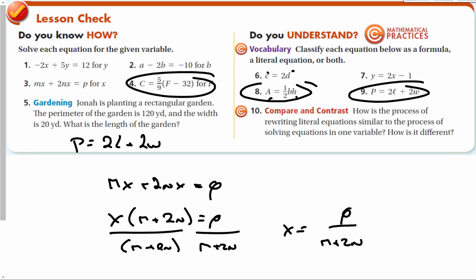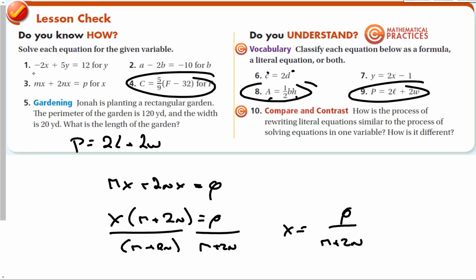How is the process of rewriting literal equations similar to the process of solving an equation in one variable? Well, we're going to use the same steps, and they're pretty much the same in each case. You're isolating a variable, we're using inverse operations, but they're slightly different because in an equation in one variable, to isolate the variable, inverse operations are used on only numbers. When we use literal equations, it's used on letters and numbers.